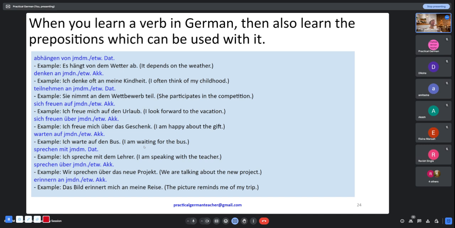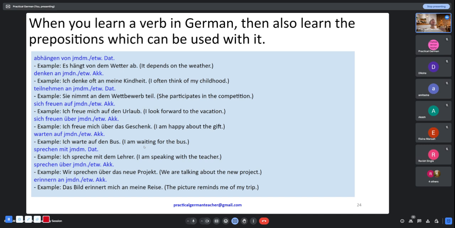What do I mean by that? When you use a verb in German, you can use a subject and an object, that's it. But quite often you will be using prepositions along with the verbs in the sentence. For example, you have denken. Denken means I think. Ich denke, I think.